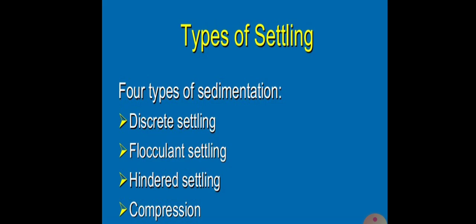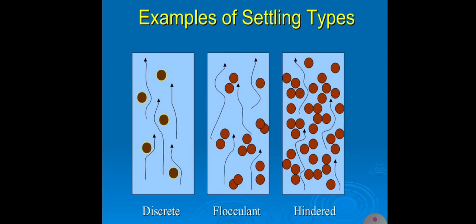Now we'll see what the different types of settling are. Based on the source or the type of water that is to be treated, some sources might contain water which has quite a large number of particles present in it. Based on that, we can classify the settling into the following four types: discrete settling, flocculent settling, hindered settling, and compression settling. So what is meant by discrete settling?